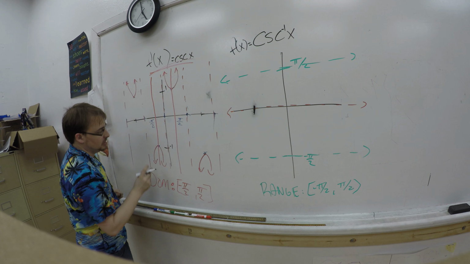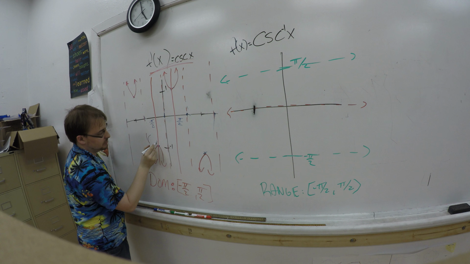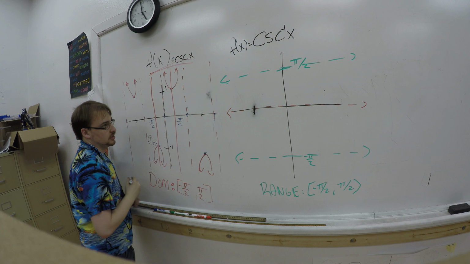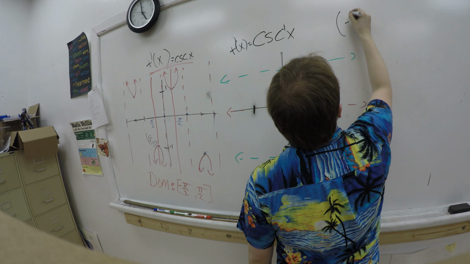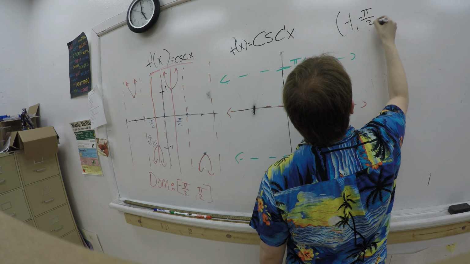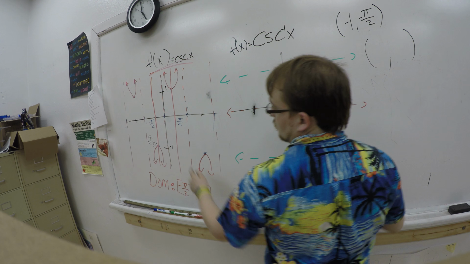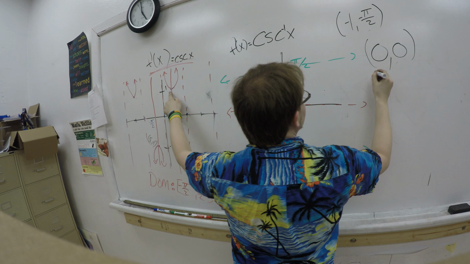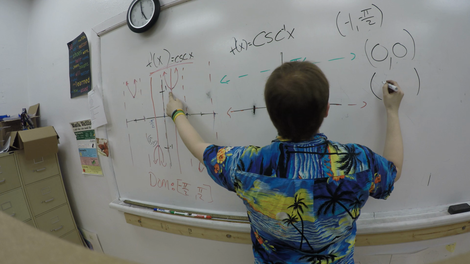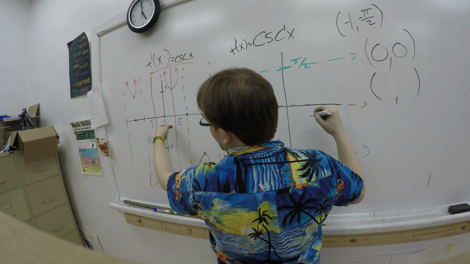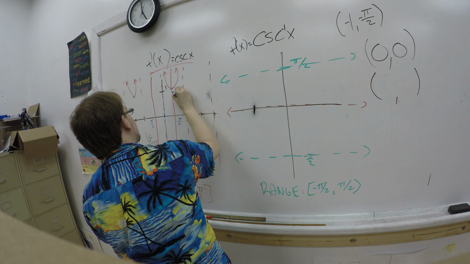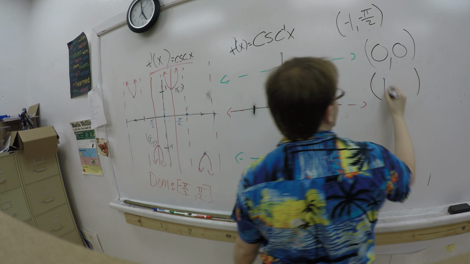Now let's plot our points. What's the coordinate of this one down here? He is negative pi over 2, comma, negative 1. So that means we're going to plot negative 1, negative pi over 2 over here. This one is 0, 0, so we flip it. This one is pi over 2, 1, so it's going to be 1, pi over 2 here.